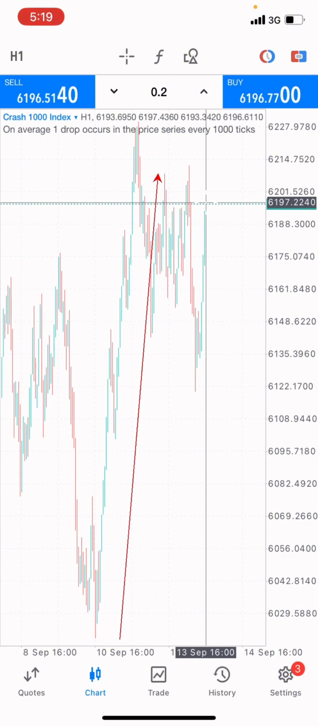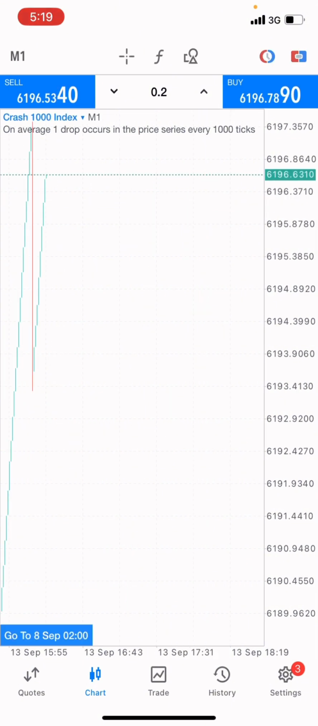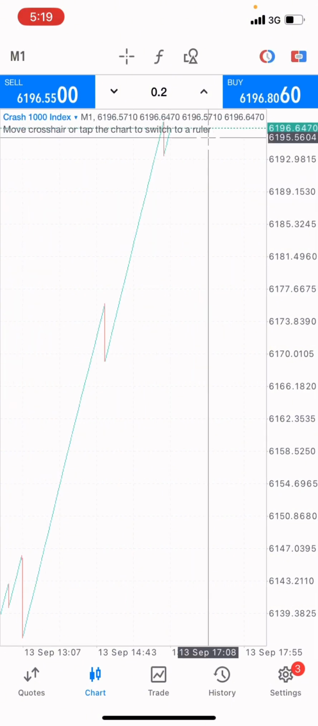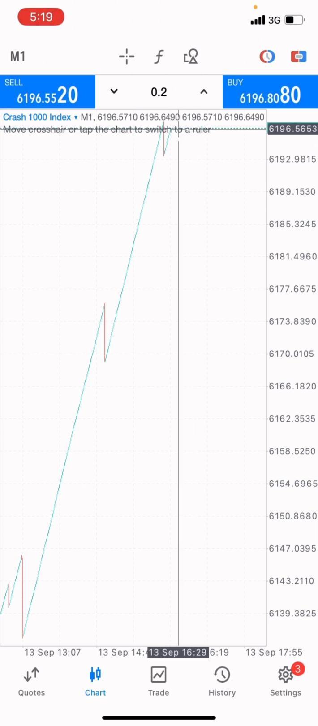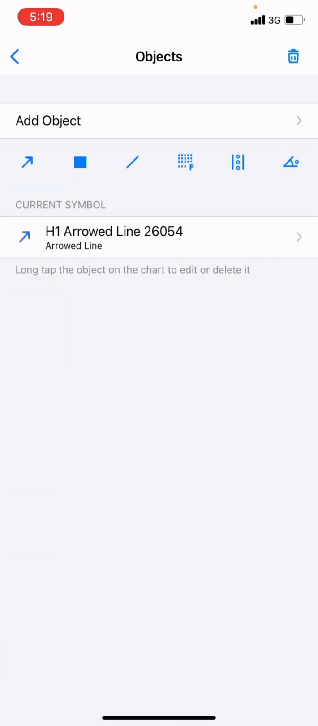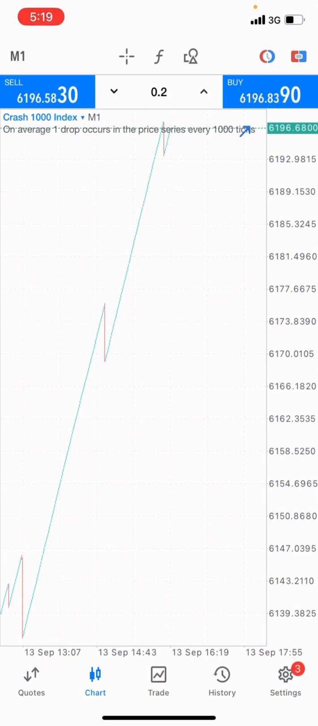Now I've just confirmed our entry. Now we'll go back to the 1 minute time frame. This is where you want to place a sell entry at this point. You would place a sell entry during this position right here.